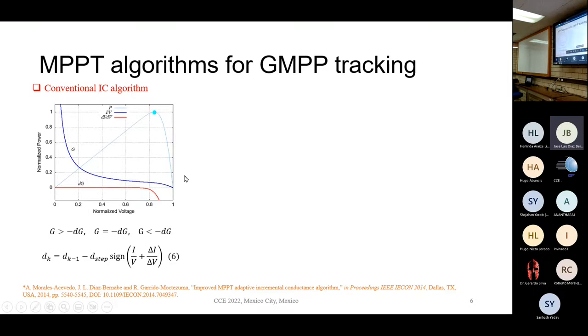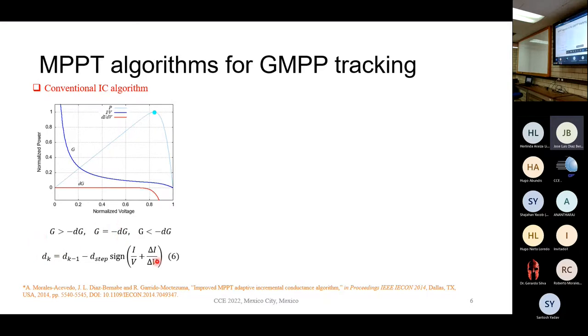Here I present the conventional incremental conductance algorithm. This algorithm works as follows. At the left side of the maximum power point, the conductance G is greater than the incremental conductance dG. At the right side of the maximum power point, the conductance G is smaller than the negative of the differential conductance dG. And at the maximum power point, the conductance is equal to the negative of the incremental conductance dG.